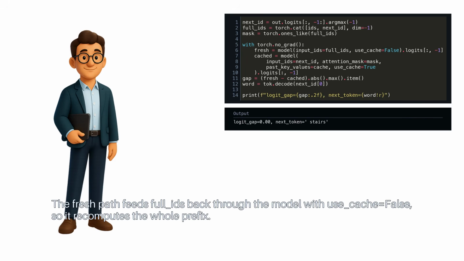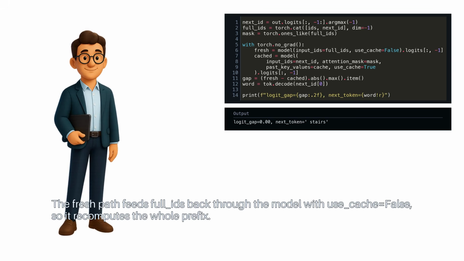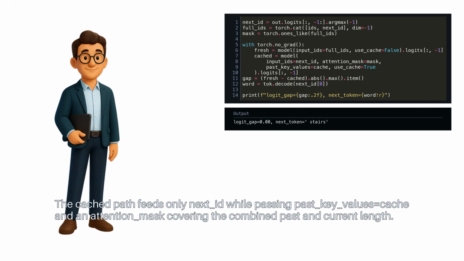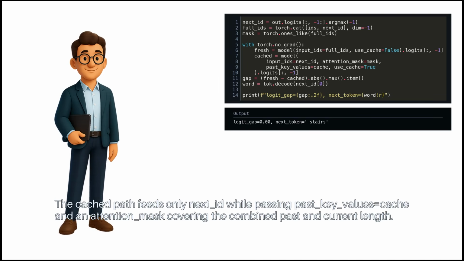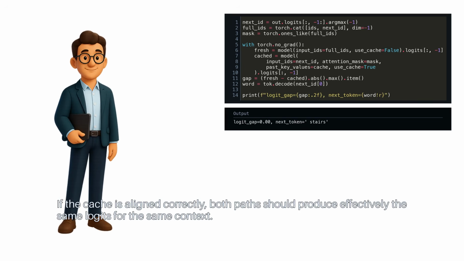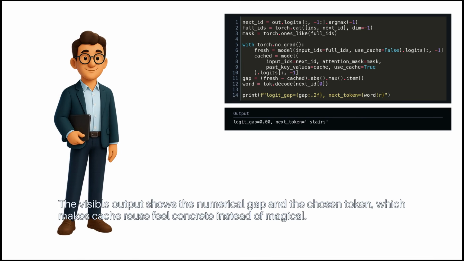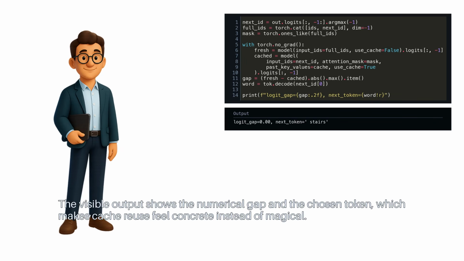The fresh path feeds full ids back through the model with use_cache=False, so it recomputes the whole prefix. The cached path feeds only next_id, while passing past_key_values equals cache, and an attention mask covering the combined past and current length. If the cache is aligned correctly, both paths should produce effectively the same logits for the same context. The visible output shows the numerical gap and the chosen token, which makes cache reuse feel concrete instead of magical.